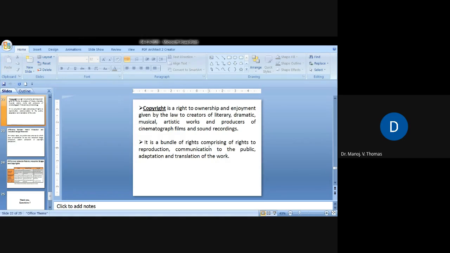It's a bundle of rights comprising rights to reproduction, communication to the public. So if you are the composer of a particular music, you can reproduce that, you can communicate to the public, you can adapt, and you can translate the work from one language to another language. Whatever you want to do, you can do that, and somebody else cannot do that because you have the copyright of the particular music album or musical creation that you have made.